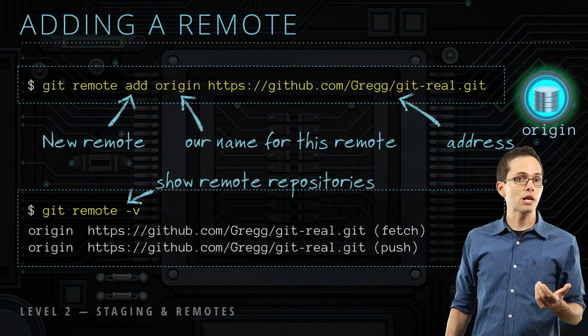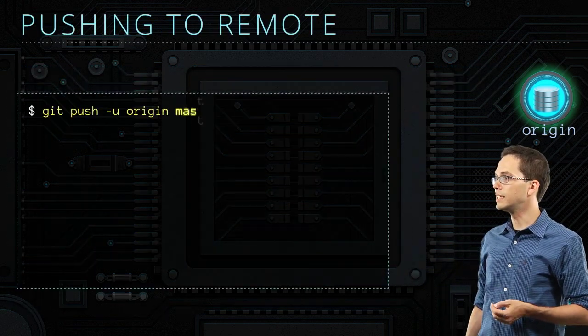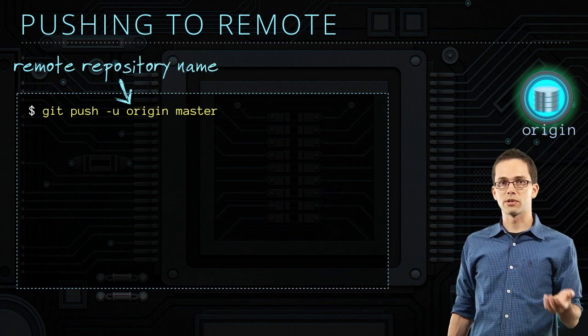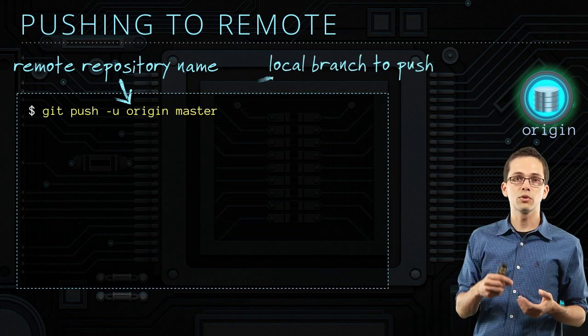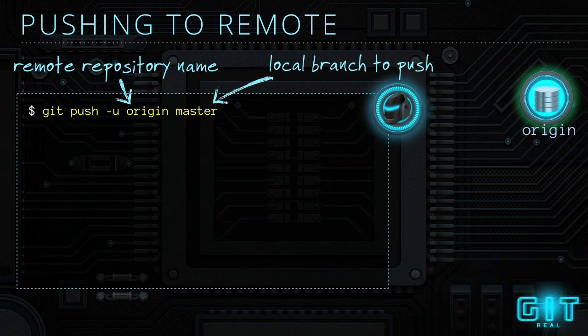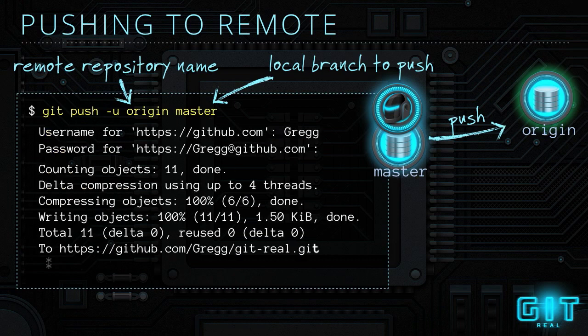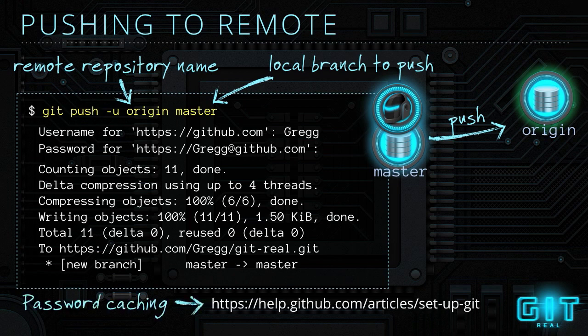Now, if we want to push our repository, we simply run git push, specify the remote repository name, which of course is origin, and the local branch we want to push there, which is master. Since we're using GitHub, it's going to ask for our GitHub username and password to authorize us to push to the GitHub remote. Now, if you don't want to have to enter in your username and password every time you push, you're going to want to follow this link down here at the bottom, which talks about password caching, so you only have to do it once.